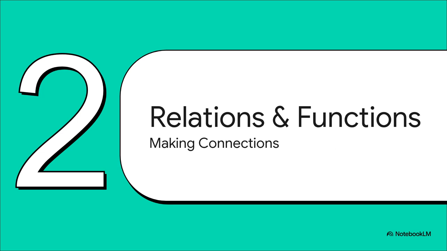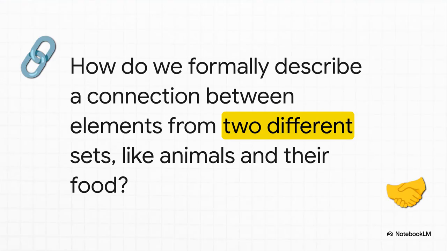Okay, so we've got our containers, our collections of things. What's the next logical step? Well, it's to start making connections between the things in those collections. And that brings us to the idea of relations and functions. So how do we do that? How do we mathematically describe a connection between, say, something in set A and something in set B? For instance, how would we link a set of animals to a set of foods they might eat? Math actually has a really precise way of handling this.